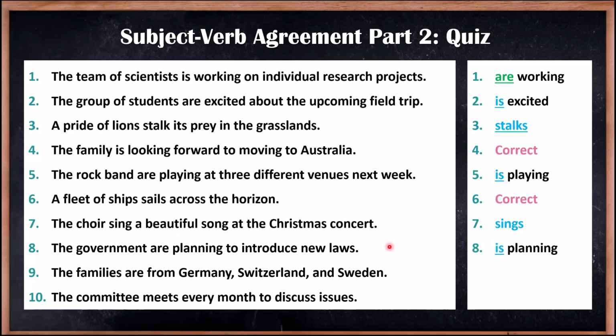Number 8 is incorrect. The government is planning to introduce new laws. Government is another collective noun. Number 9 is correct. The families are from Germany, Switzerland, and Sweden. We have different families, and we're using plural collective noun. And finally, number 10 is also correct. The committee meets every month to discuss issues.